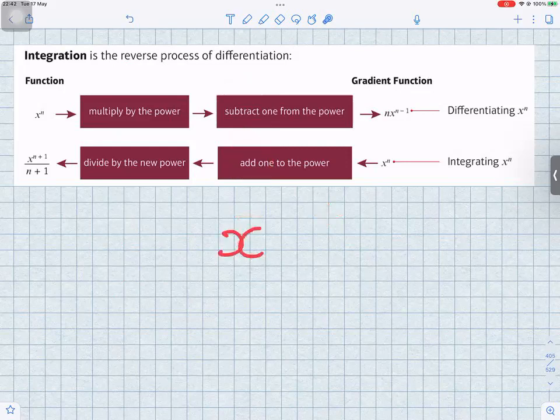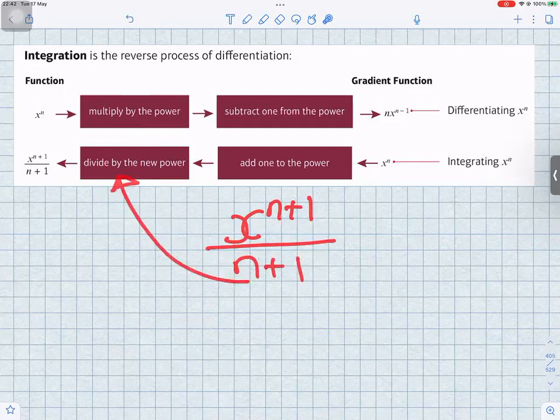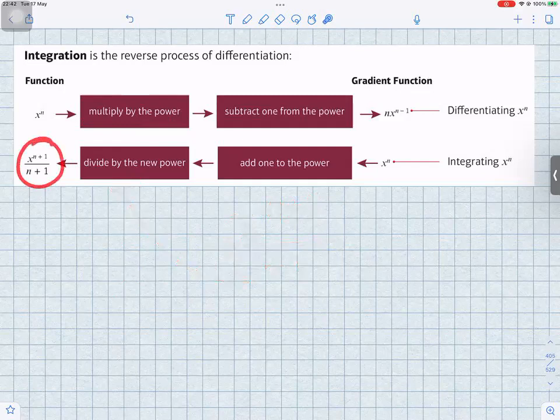So we have x to the n, we add 1. We multiply by the power. Here we divide by the new power. So we have x, add 1 to the power, n plus 1, divided by that new power, n plus 1. So you got that x to the power n plus 1 divided by n plus 1. And that is integrating x to the power n.